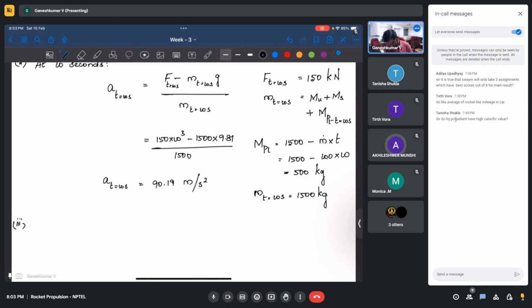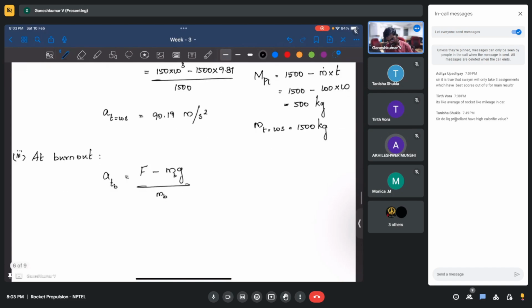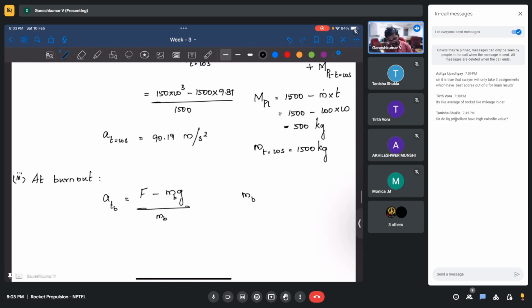And at burnout, all fuel is consumed, I guess. So at burnout you have F minus m g, with m burnout, divided by m burnout. All the fuel is consumed, so the remaining mass is just structural mass plus payload mass, which is around 1000 kg.